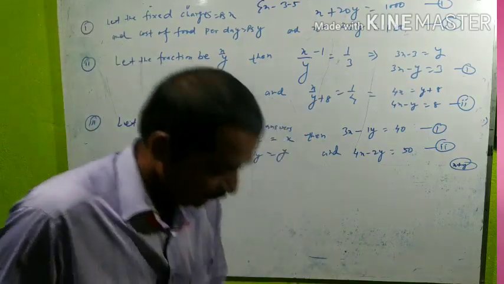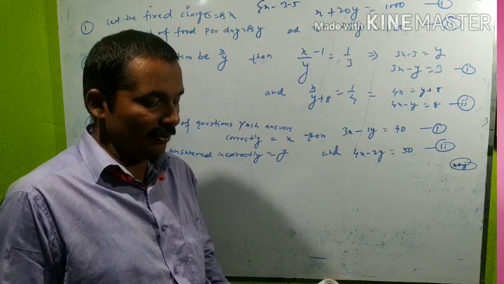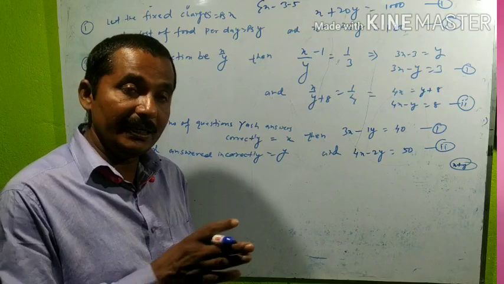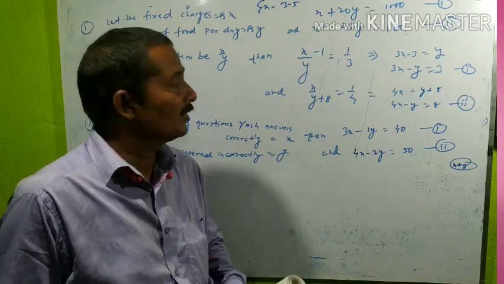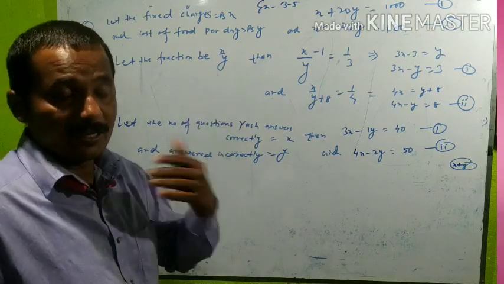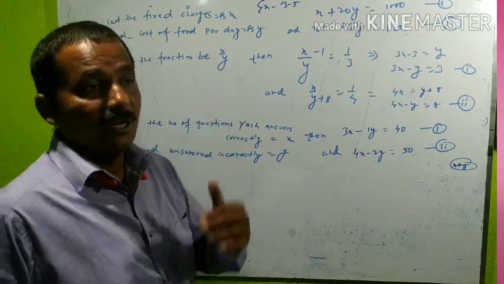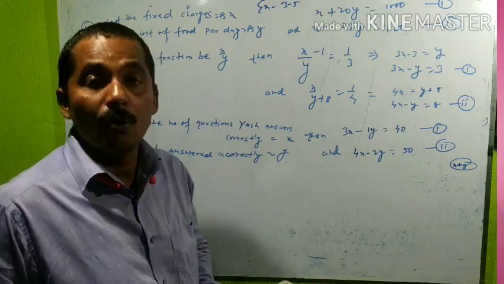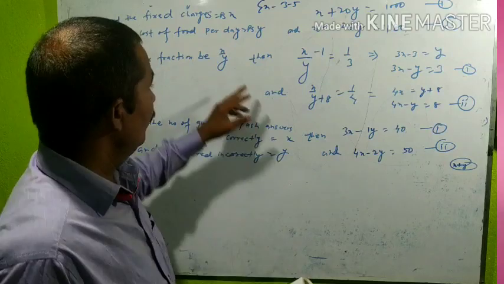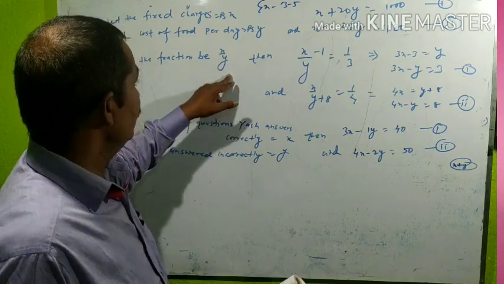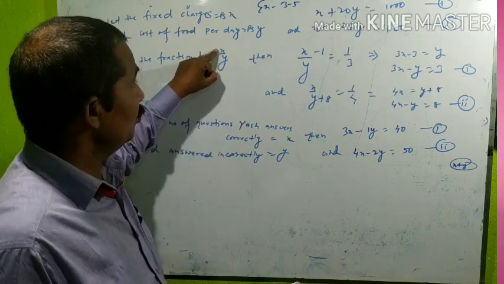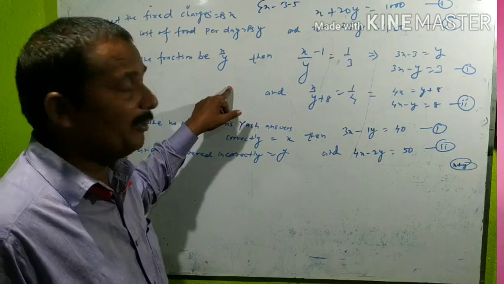Second question is here. A fraction becomes 1 by 3 when 1 is subtracted from the numerator, and it becomes 1 by 4 when 8 is added to the denominator. Look here. Let the fraction be X by Y. As you know, a fraction is in the form of X by Y, where X and Y are whole numbers and Y should not be equal to 0. X by Y is the supposed fraction, where X is the numerator and Y is the denominator.